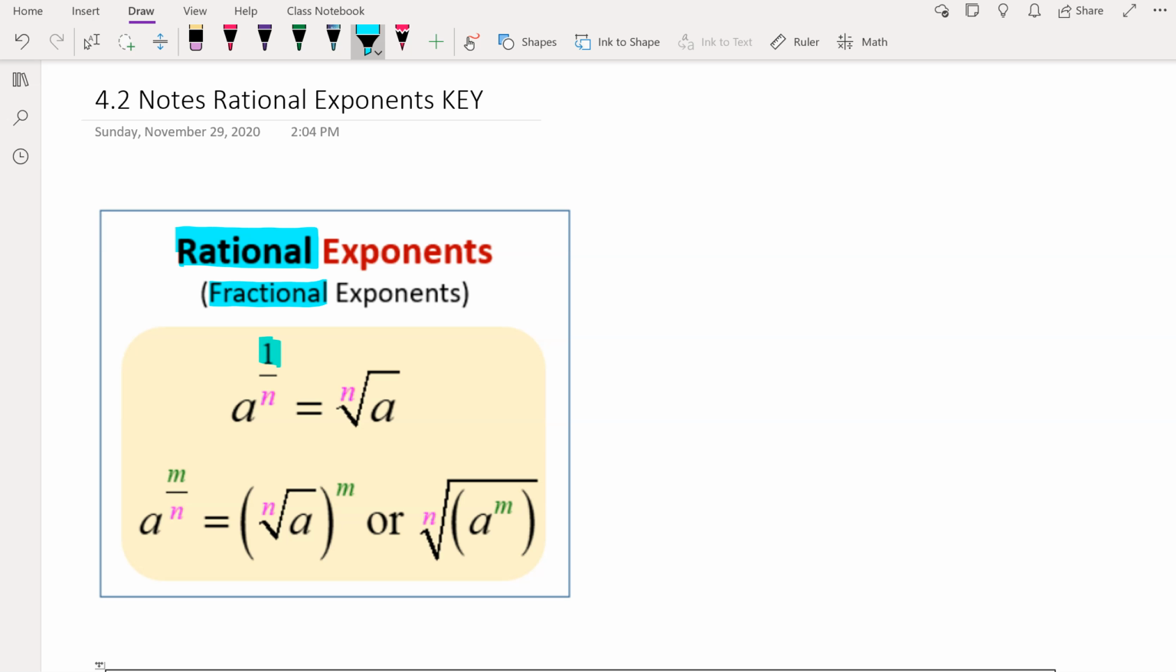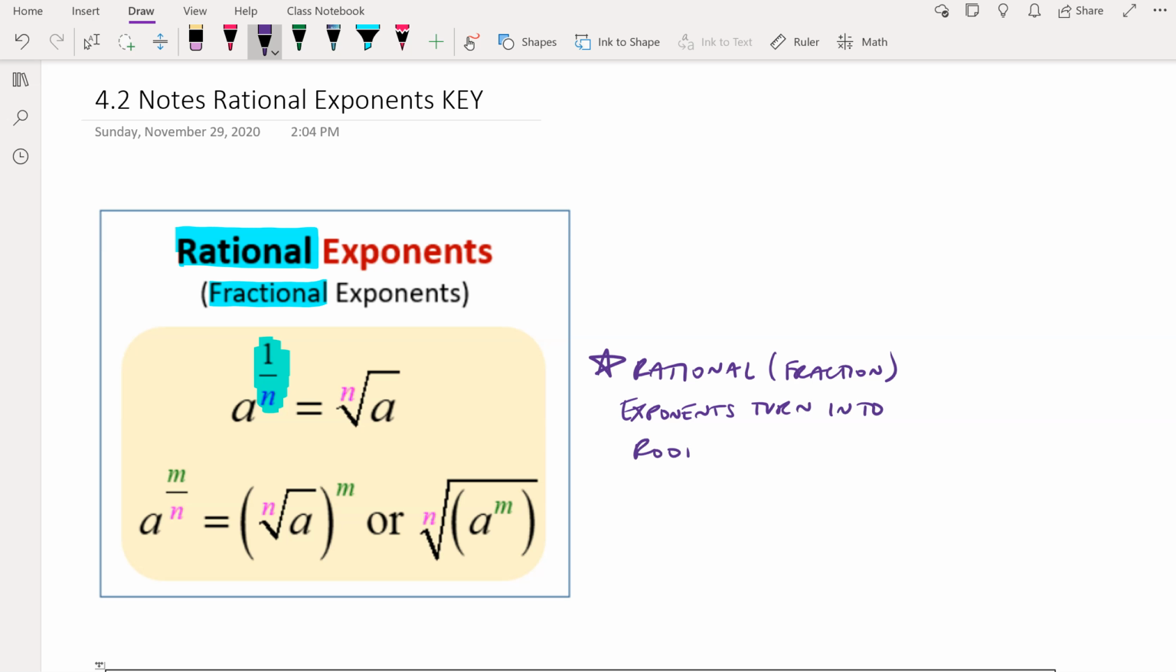For example, this exponent right here. That exponent is a fraction. And one thing you need to know, so let's write this down. This is our first note of the day. Rational exponents or fraction exponents turn into roots. And then I want you to draw a root picture. Rational exponents or fraction exponents turn into roots.